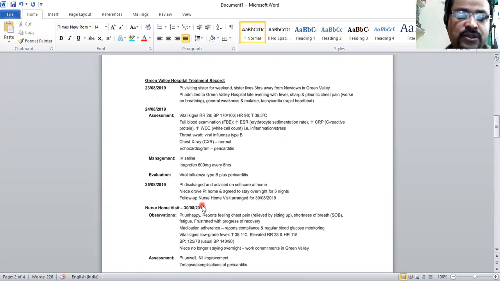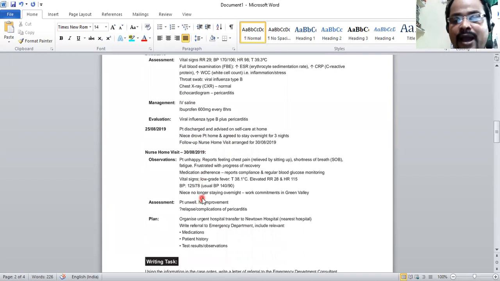Today you are going to visit this particular patient, and during the visit, what you have observed is that you have not seen any significant recovery. The patient reported chest pain, shortness of breath, and fatigue. And you could see that her temperature, respiratory rate, heart rate, and BP were all still elevated. You could mark those things too to the doctor who is about to treat her in the emergency department.